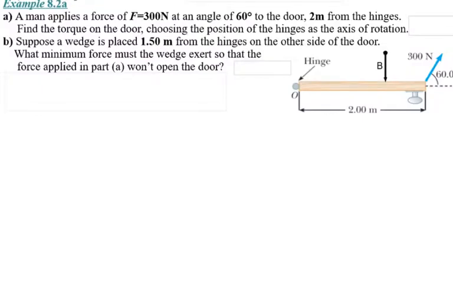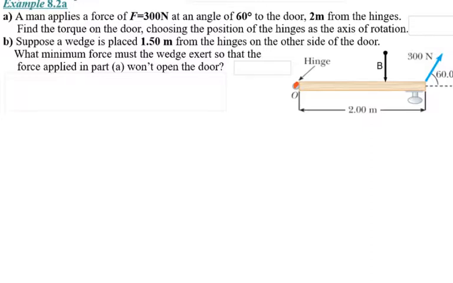A man applies a force of 300 newtons at an angle of 60 degrees to the door, 2 meters from the hinges. Find the torque on the door, choosing the position of the hinges as the axis of rotation. So here is your axis of rotation. And suppose the wedge is placed 1.5 meters from the hinges on the other side of the door. What minimum force must the wedge exert so that the force applied in part A won't open the door?